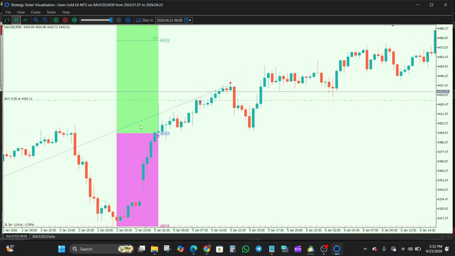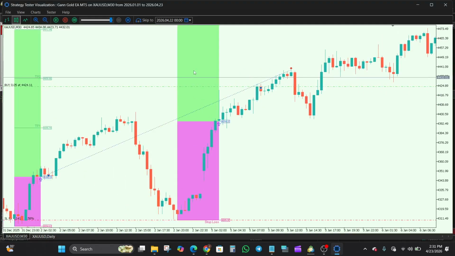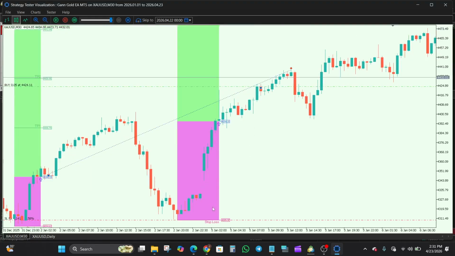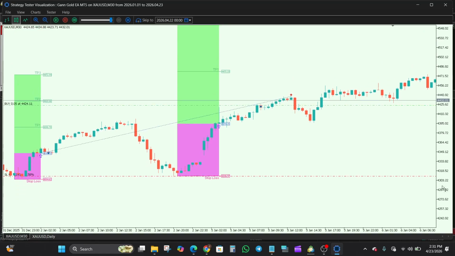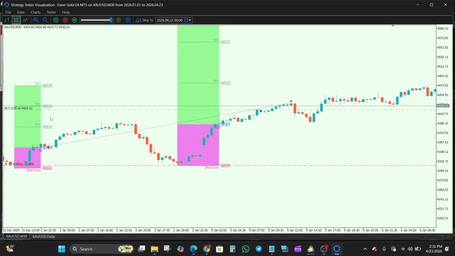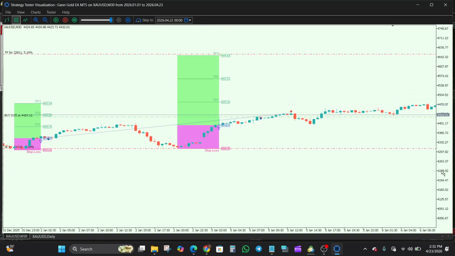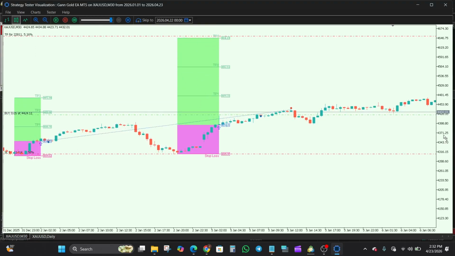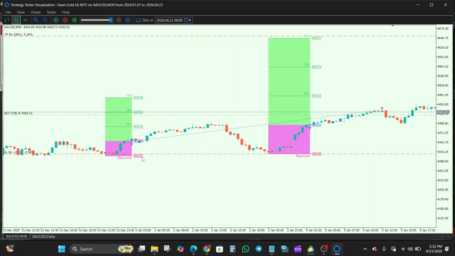the EA also paints the entry points alongside the stop loss zone and take profit zone. You can see this: take profit 1, take profit 2, take profit 3. So the EA actually paints those levels. Remember that the EA works with a fixed 1 to 3 risk to reward ratio. So this particular entry, this was the stop loss, this was the take profit 3.